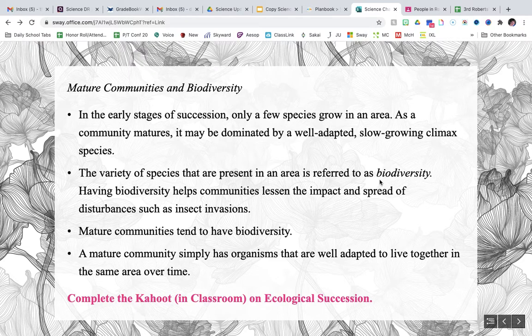biodiversity. So remember, bio means life, and diversity means it's very diverse. There's a lot of stuff there. So a lot of life. Having biodiversity helps communities lessen the impact and spread of disturbances such as insect invasions. So mature communities tend to have biodiversity. And a mature community simply means it has organisms that are well adapted to live together in the same area over time.